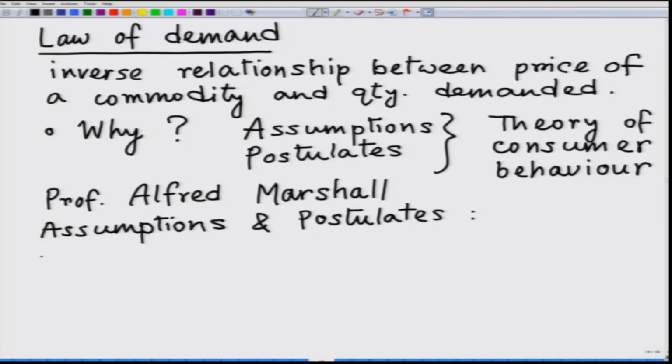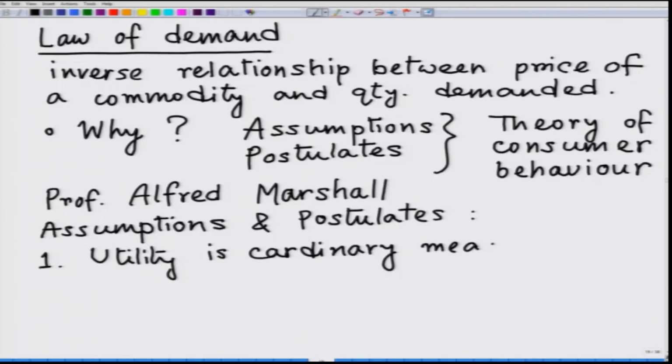So, first assumption would be utility is cardinally measurable. So, what do I mean by that? I mean when you consume a commodity, you can express your happiness or your satisfaction through numbers, and these numbers are the utilities of consumption, and as these are measured in cardinal sense, addition and subtraction is possible.